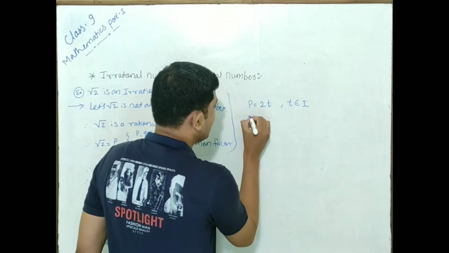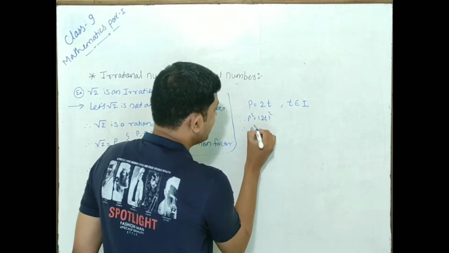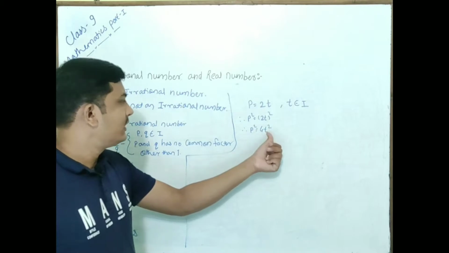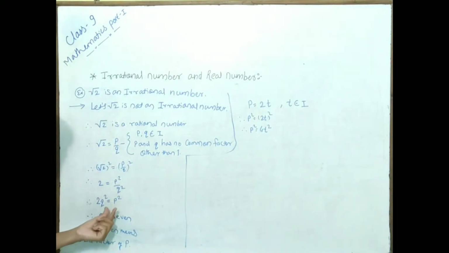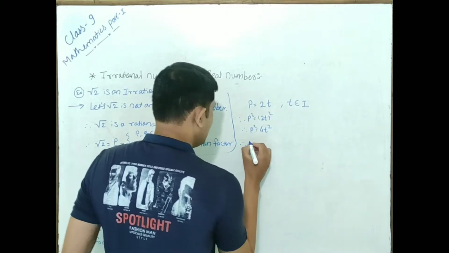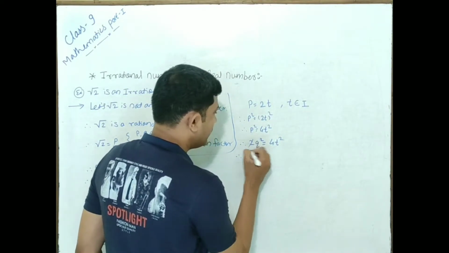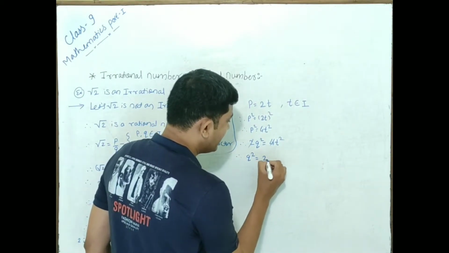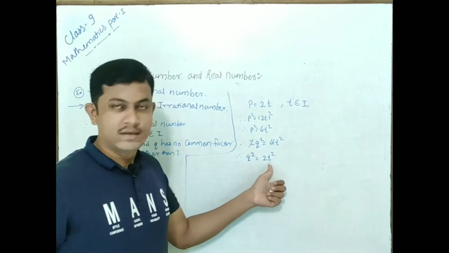Again we take square on both sides, p square equals (2t) square, therefore p square equals 4t square. We can substitute the value of p square, that is 4t square, in this step. So what we get, therefore 2 times q square equals 4 times t square. Here 2 and 4 get cancelled, 2 ones are 2, 2 twos are 4, therefore q square equals 2 times t square.